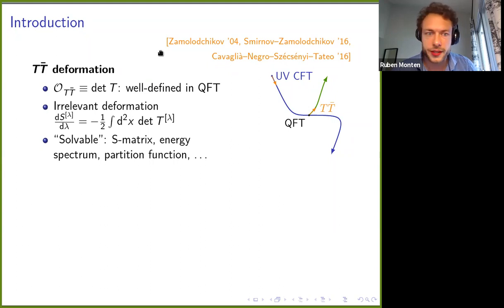The existence of this operator was proven in 2004. But then an additional step was taken in 2016 by using this particular operator as a deformation by adding it to the action, by adding an integral to the action. So a little bit more precisely, we'll consider families of actions parameterized by this parameter lambda here, so that at every value of lambda, the derivative of the action with respect to lambda is given by this particular operator. It's a TT bar operator really in two-dimensional quantum field theories. It's the determinant of T.